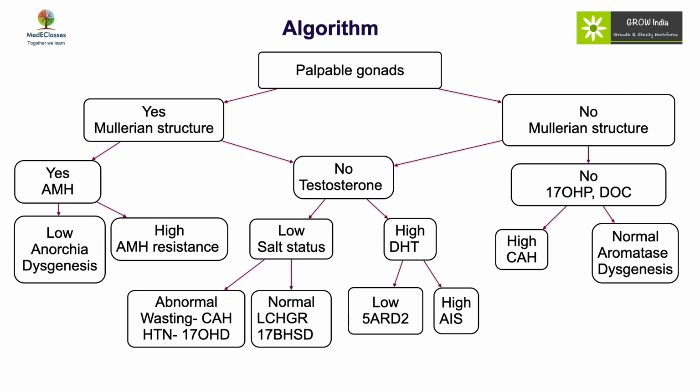And based upon that, we've got this 2x2 table: palpable gonads with Mullerian structure suggesting an ovotesticular DSD; palpable gonads, no Mullerian structure, suggesting an XY DSD; no palpable gonads and no Mullerian structure, and no palpable gonads with Mullerian structure suggesting an XX DSD. We have therefore categorized individuals into these four groups, and the workup is then decided based upon that specific category. So all the individual has to do is to fill in the information about the palpable gonads and Mullerian structure, and then the investigations come up.